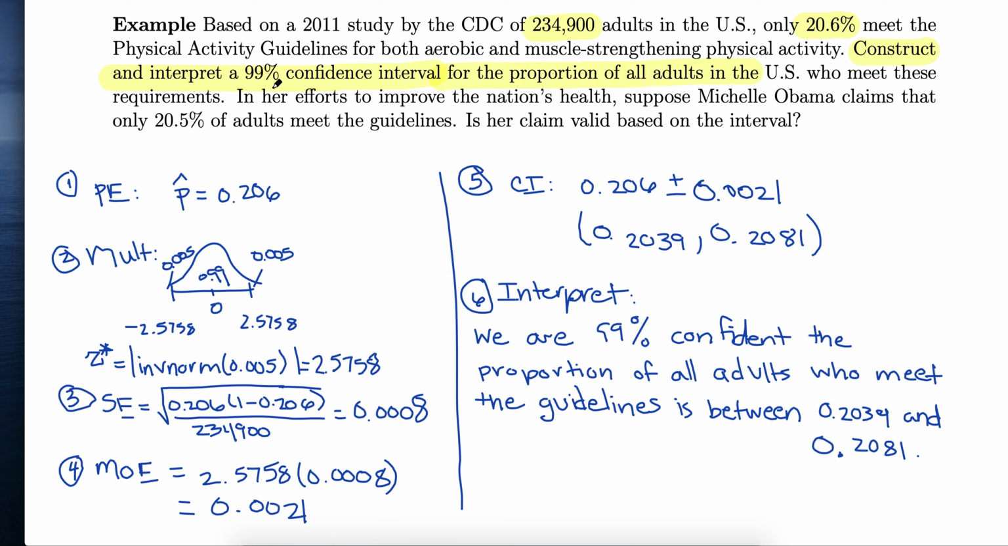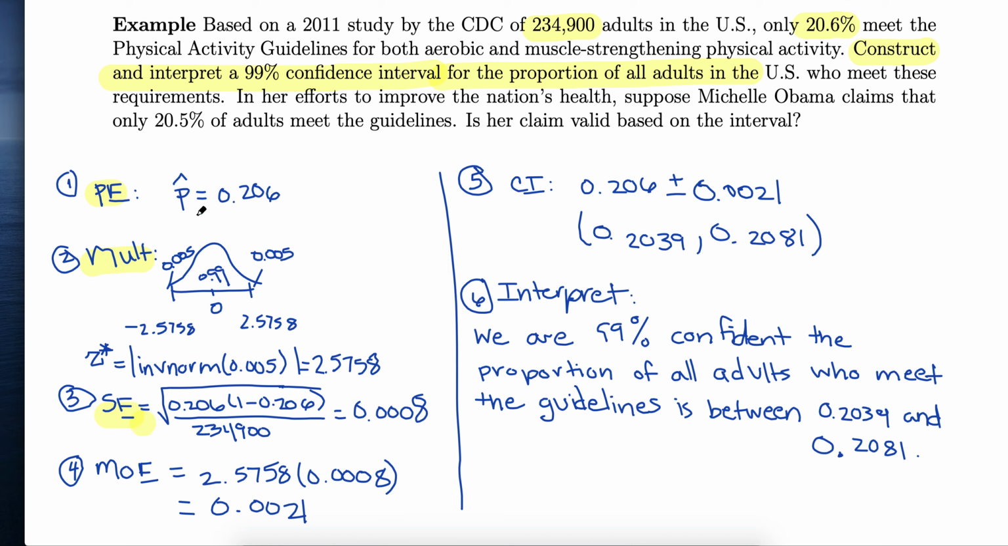Our task here is to construct and interpret our 99% confidence interval for the proportion of all adults who meet those requirements. So again, I'm finding a 99% confidence interval for P based on this sample of 234,900 adults. Okay, so again, when you see confidence interval, think same three things: point estimate, multiplier, standard error. Confidence intervals are very formulaic, step by step, same thing every time. Point estimate, multiplier, standard error.